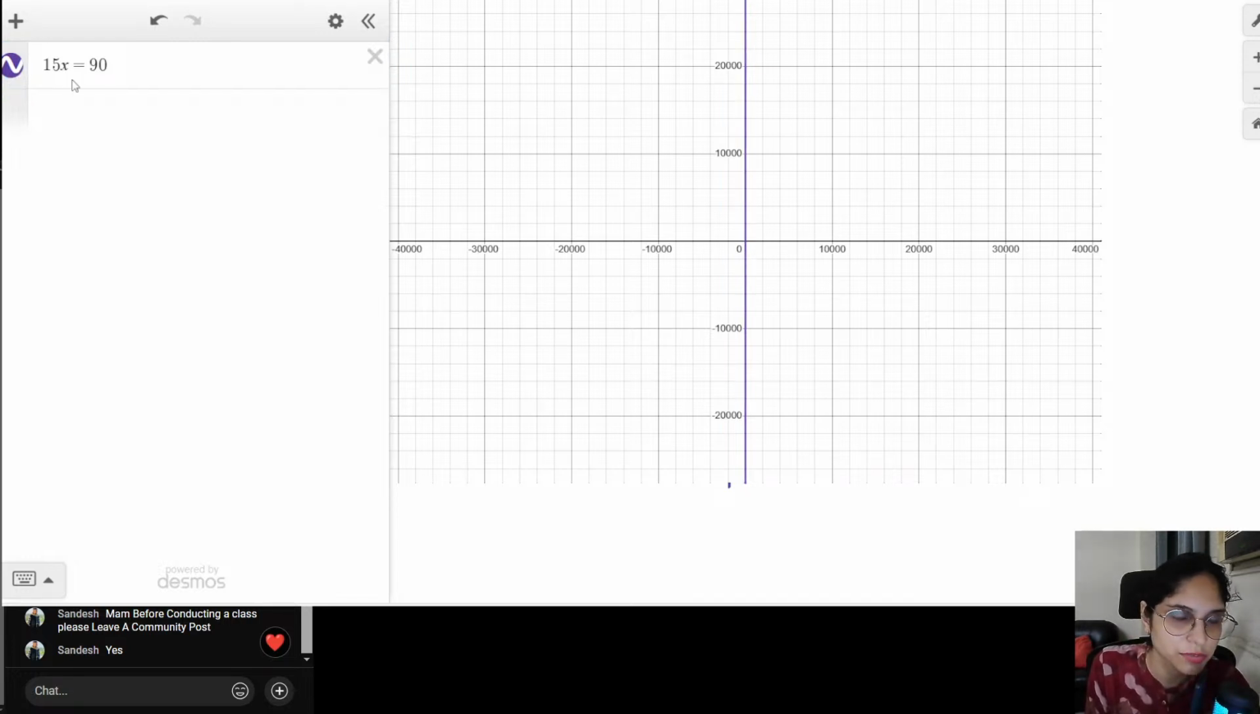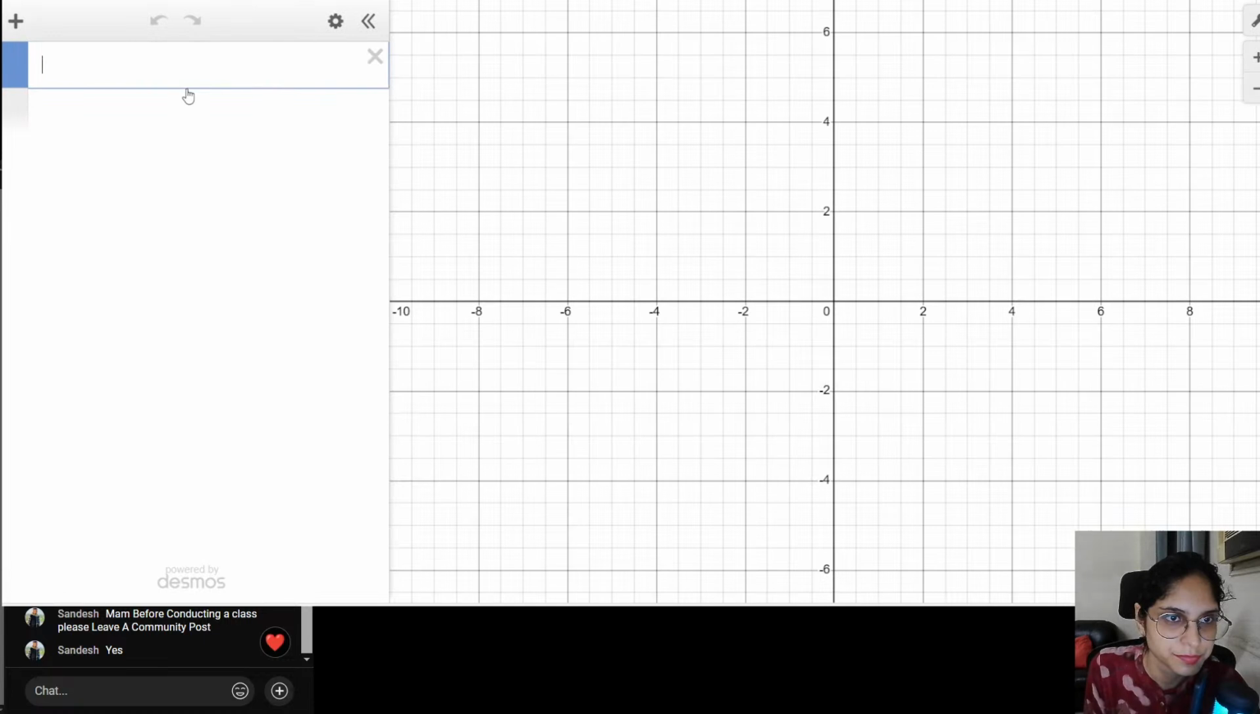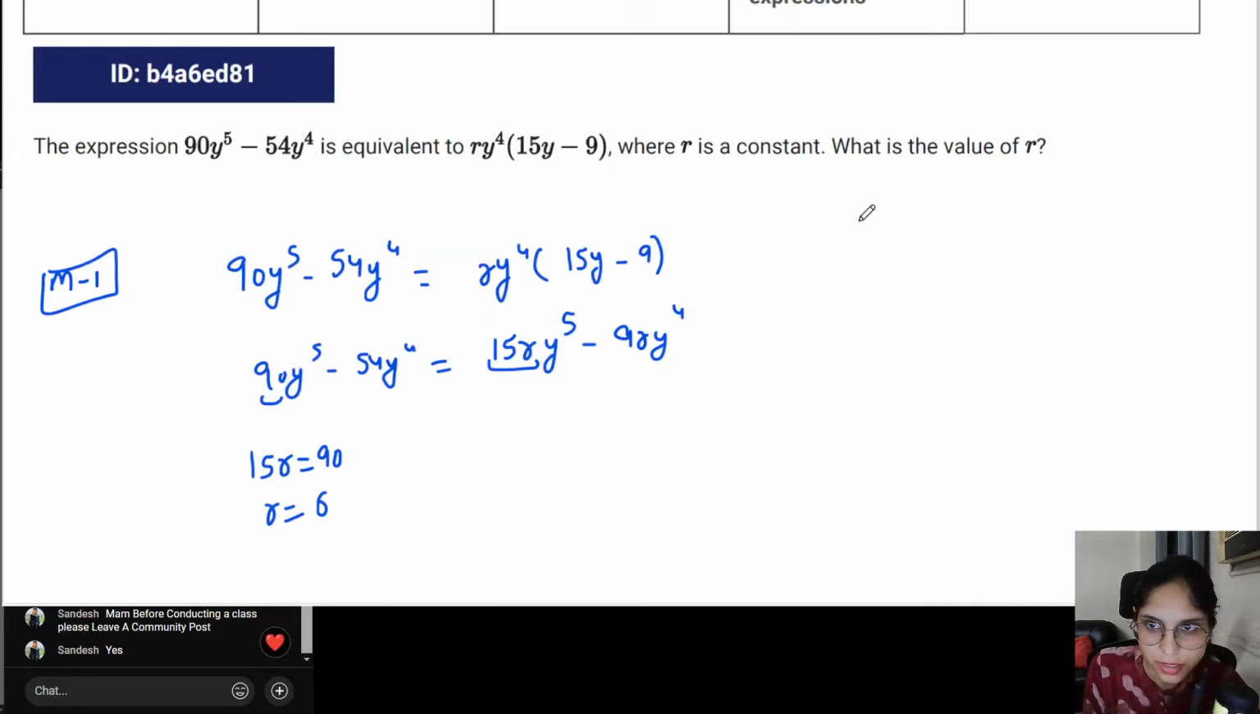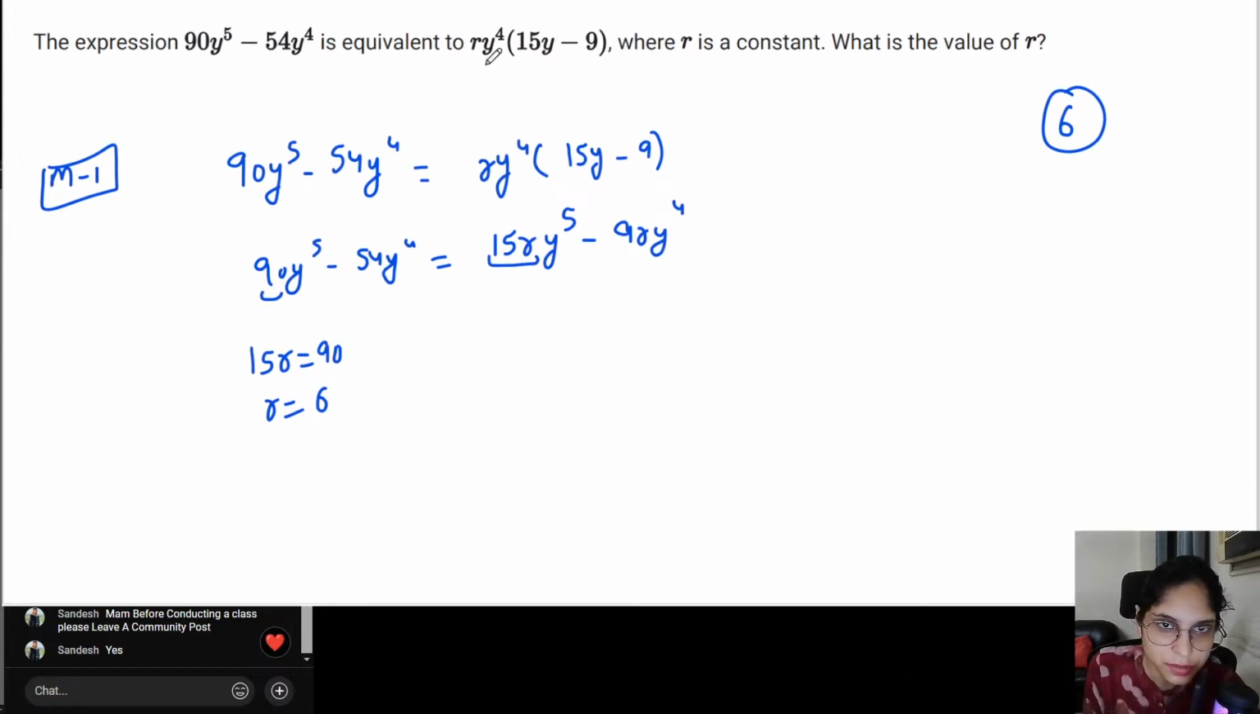Okay, this I have to refresh again. You will get x is equal to 6. So the value of r is 6. So what we did, we distributed the factorized one.